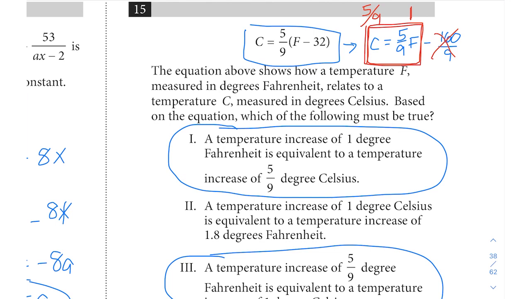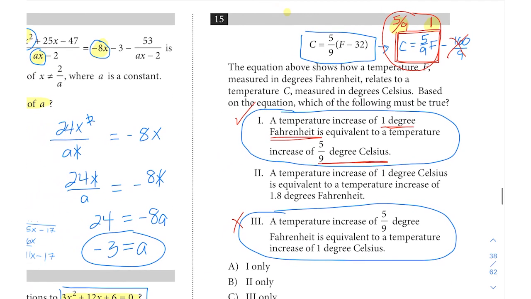So let's see whether it's Roman numeral 1 or 3 that matches this relationship here, with Celsius changing 5/9 for every 1 degree change in Fahrenheit. If we take a look, this says 1 degree for Fahrenheit corresponds to 5/9 Celsius. And that's exactly what we see depicted here. So this 1 degree Fahrenheit for every 5/9 Celsius matches this numerical relationship right here. We're going to say yes to Roman numeral 1, and since Roman numeral 3 is the opposite, I'm going to say no thanks to Roman numeral 3.